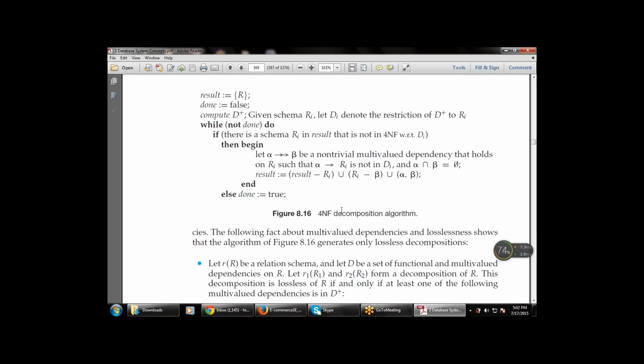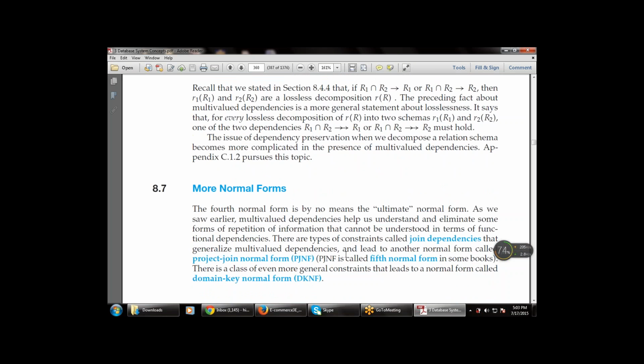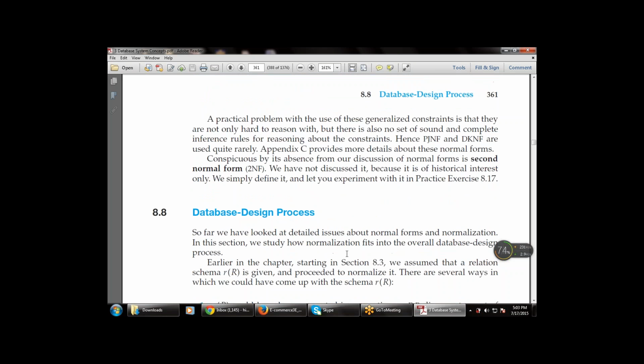So first of all, the result equals R, then done equals 4, then compute the D plus, then use a while loop. As we have studied in C programming, there is a while loop. First there is a condition. While the condition is satisfied, the operation is performed. While using the while loop, there is a do operation, that is if, then there is an if statement, and an else statement is used.